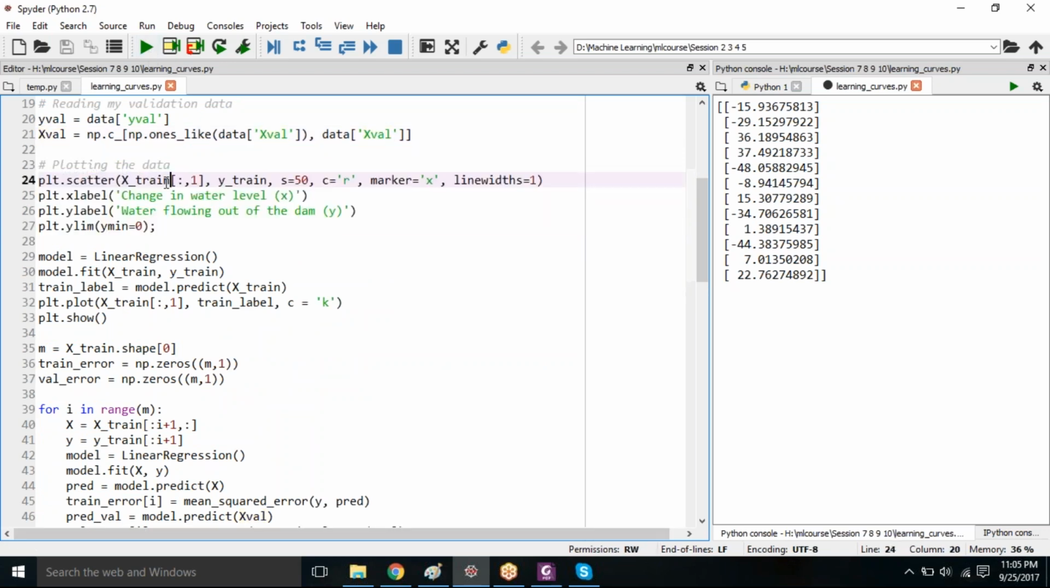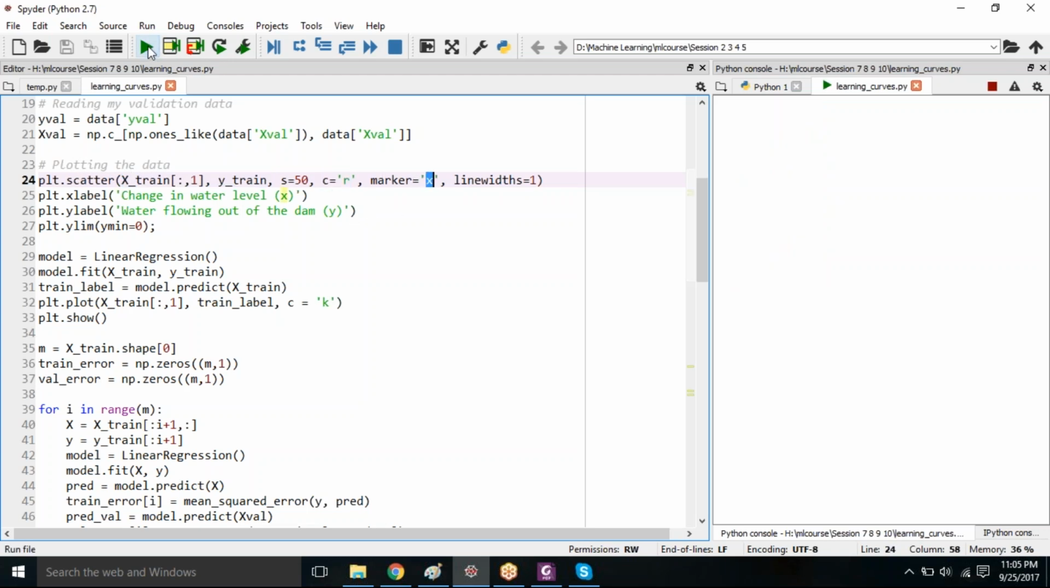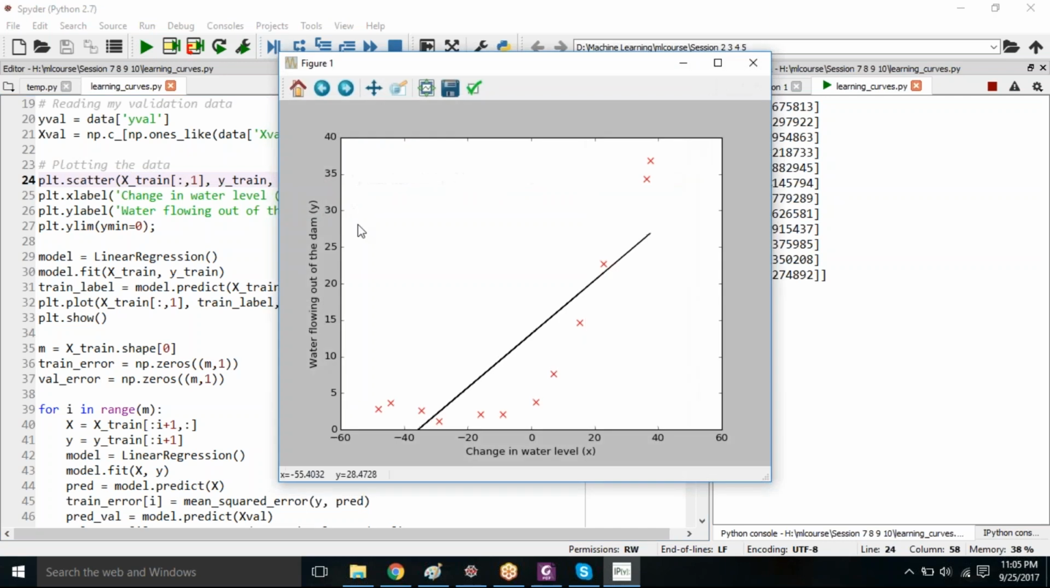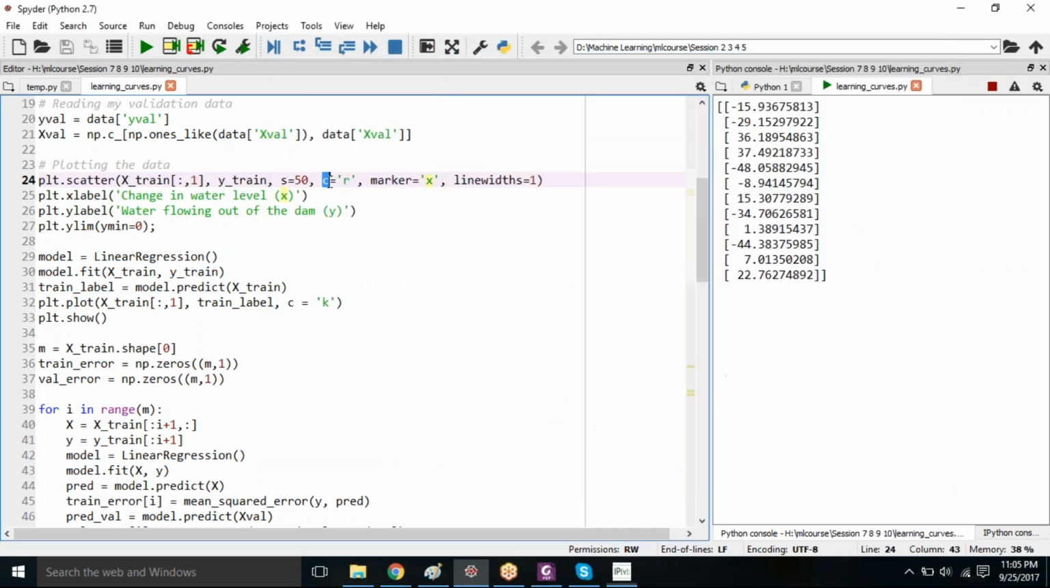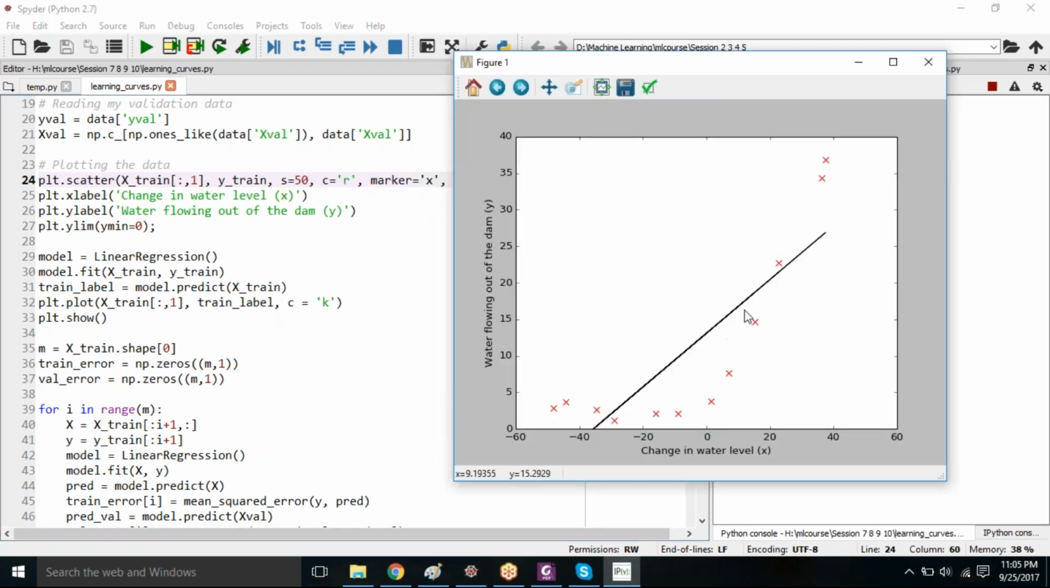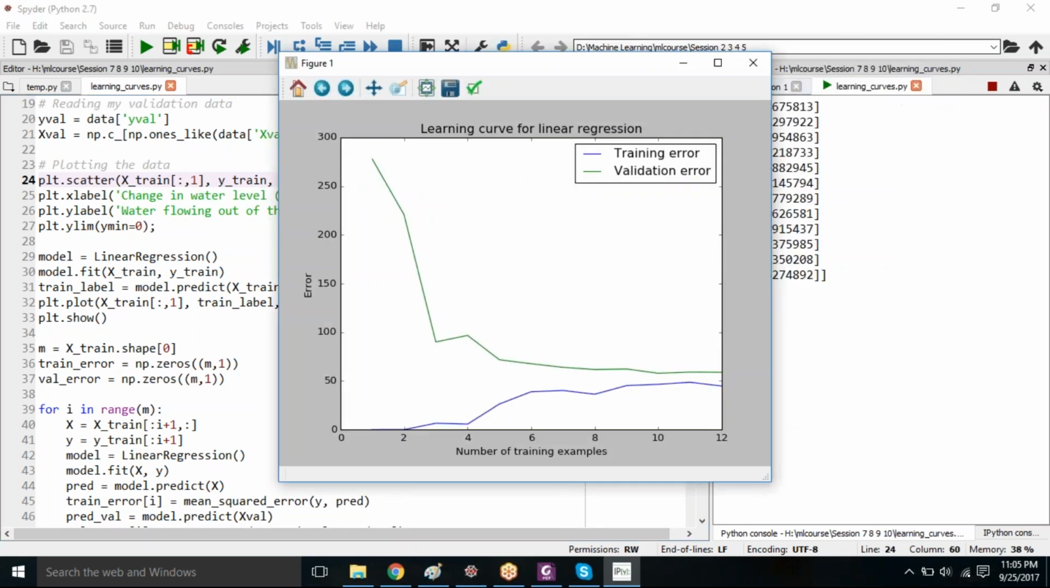This is where you plot all the training data points, x and y. This is how we used to scatter, if you remember. The marker will be x in red color, so if you run this program, you will see red x markers. That is because of the red color and marker x. The line width will be 1 or something like that, so those things are showing.